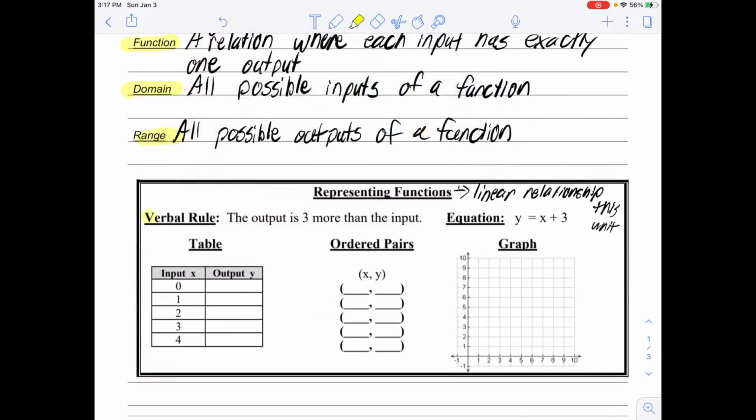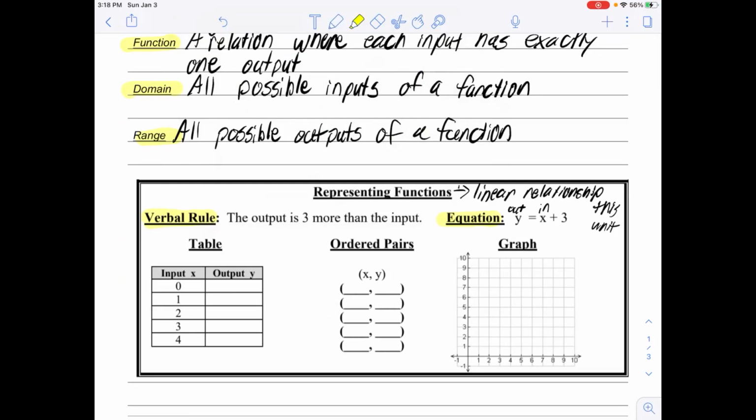And the first one is the verbal rule. The verbal rule describes what's happening. So in this case, it says the output is 3 more than the input. So whatever I put in to this function, the output will be 3 more than that. If that's my verbal rule, then my y represents my output equals my input x plus 3. So I'm going to put in an x, I'm going to add 3 to it, and that's going to get me my y.